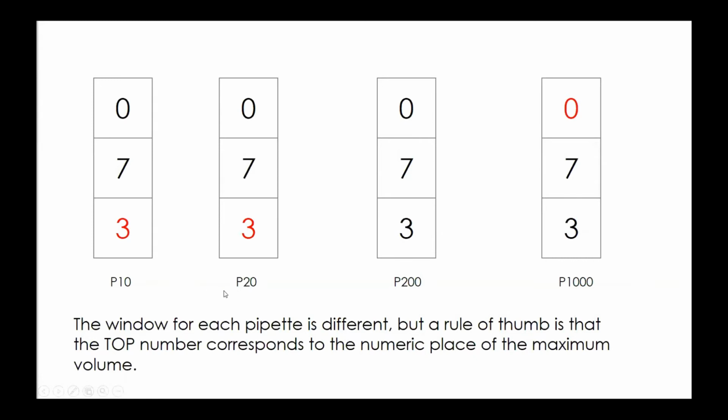10 and 20 are both in the tens place, making the second window the ones place and the third window a decimal. In the P200, we can hold up to 200 microliters, making the top window the hundreds place, the middle window the tens place, and the bottom window the ones place. So how is the P1000 laid out? Take a moment and see if you can figure it out.